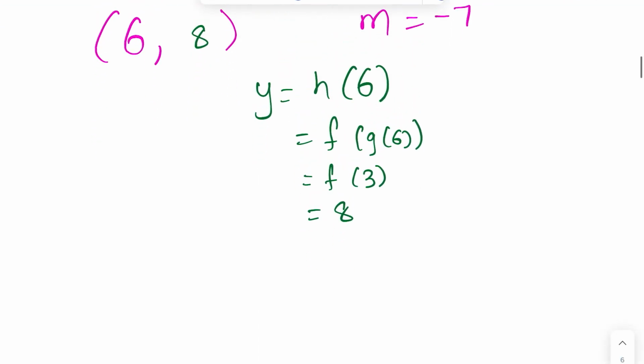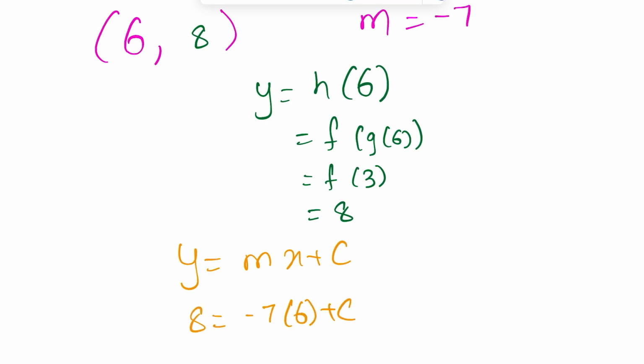So what should the equation be now? Y equals mx plus c. So 8 equals negative 7 times 6 plus c. C equals 50. So the equation is y equals negative 7x plus 50. That's going to be the answer.